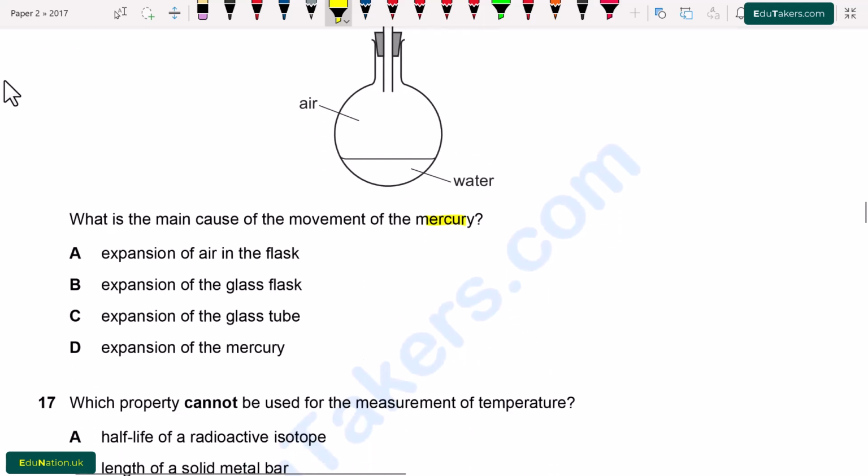Option A, expansion of the air in the beaker. B, expansion of the glass flask. C, expansion of the glass tube. D, expansion of the mercury. So first of all, there will be the expansion of the air in the flask. Due to the thermal expansion of the air, mercury rises up. From here, option A is correct.